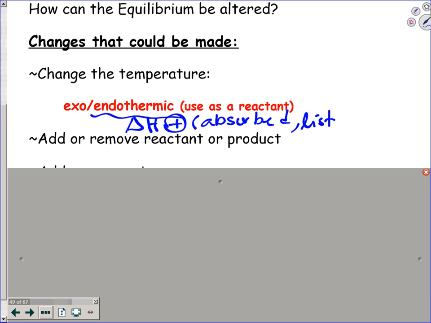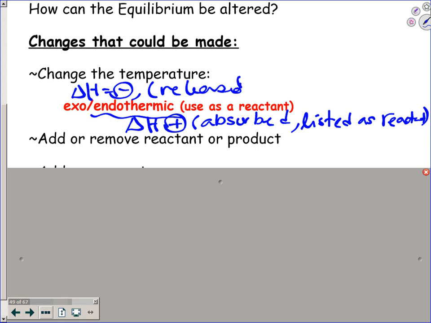It's got to be a reactant to be absorbed. If the product's being produced, it's kind of long gone at that point, so it's listed as a reactant. So that's for endothermic. For exothermic, delta H is released, so kind of follow the same thing: released, and it's listed as a product. Good. So those are two things to look for, the temperature and energy changes.